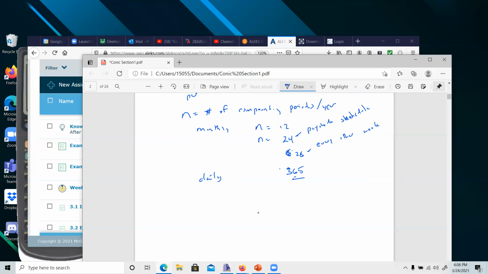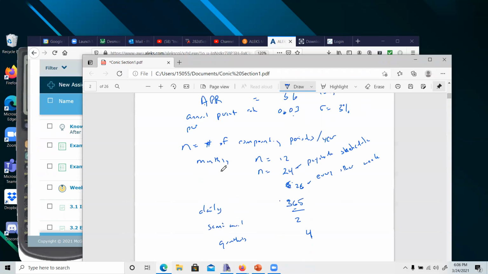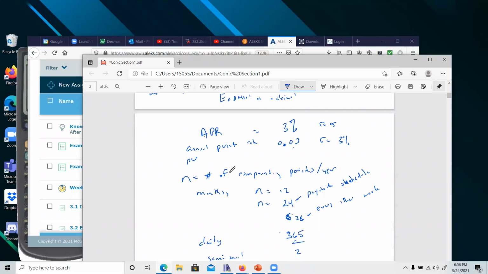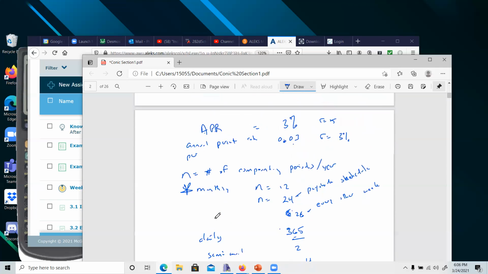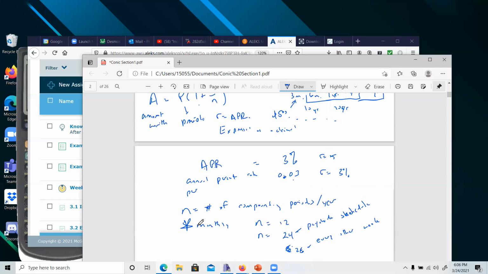365. It could be twice a year, right? It's semi-annual, so it could be 2 for twice a year. Quarterly, for 4. Okay, 4 quarters to a year. So depending on how they compound it, that's what your n is going to be, and they will tell you in the problem. Most common is monthly. Okay, that's the one. If you want to practice, n is 12.